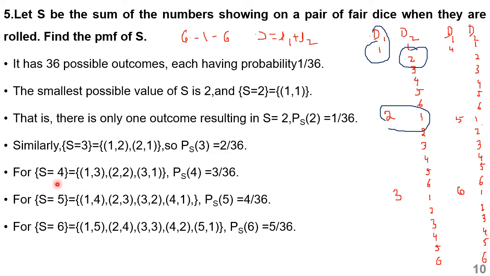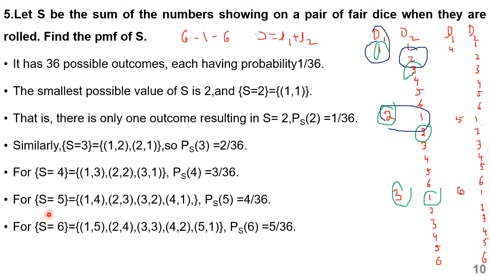Similarly, we'll calculate for X equal to 4. For X equal to 4, I can get this as 1 and 3, or 2 and 2, or 3 and 1. So I get three possible outcomes for X equal to 4, that is (1, 3), (2, 2), (3, 1). Therefore the probability of getting 4 is 3 by 36.